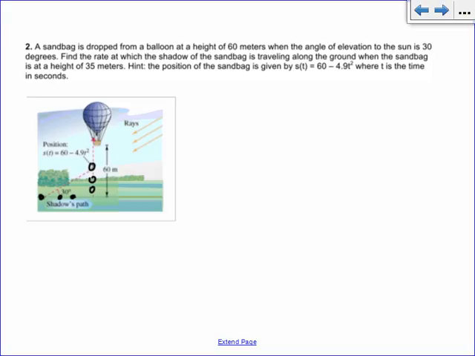So find the rate at which the shadow is traveling along the ground when the sandbag is at a height of 35 meters. So what's going to happen is as the sandbag drops, the shadow is going to zoom over here, and it's going to end up being directly below it. Does that make sense? Do you guys understand that? Wait, is it directly below when it's on the ground? As it's falling, yeah, it's going to go to directly below it. So how do we do this?